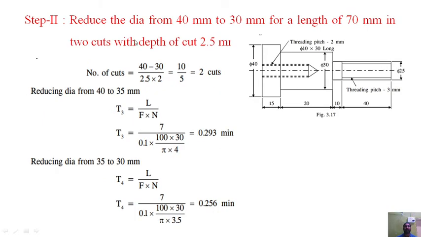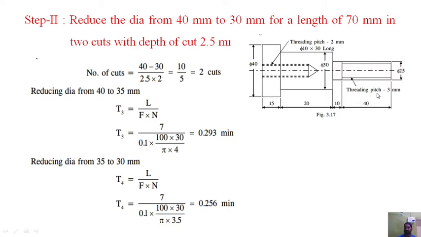In the next operation, you have to reduce the dia from 40 mm to 30 mm for a length of 70 mm. So 40, 50 and 70. For 70 mm, this is finished now, 40 mm, so you should not touch here. Now the next operation here is step turning. So we can reduce here, 30 mm it is there. So you have to reduce it to 30 mm dia.